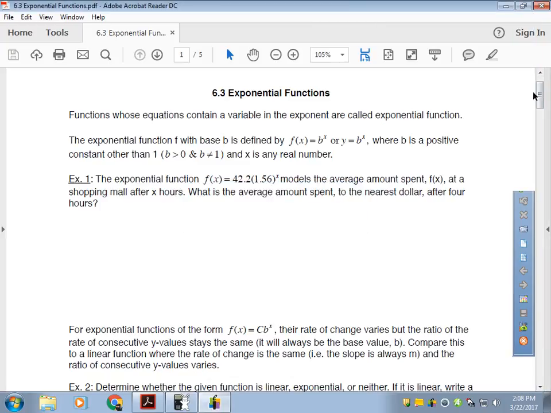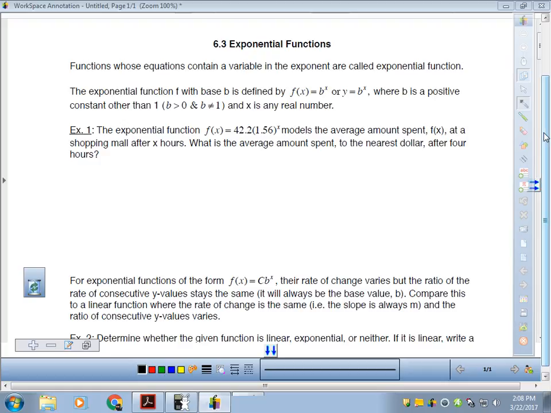So this is section 6.3, which is all about exponential functions. Exponential functions are any function that has a variable in the exponent. When we look at them, they're usually written like this: f of x equals b raised to the x power, or y equals b raised to the x power. Now this b here is not a variable. This b is actually a number.